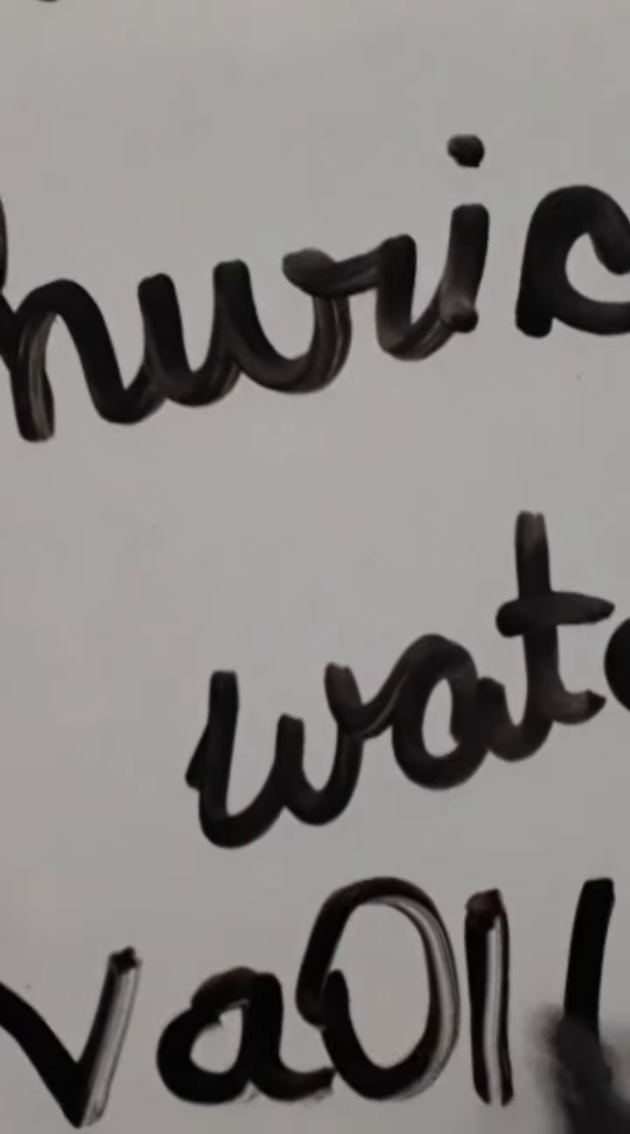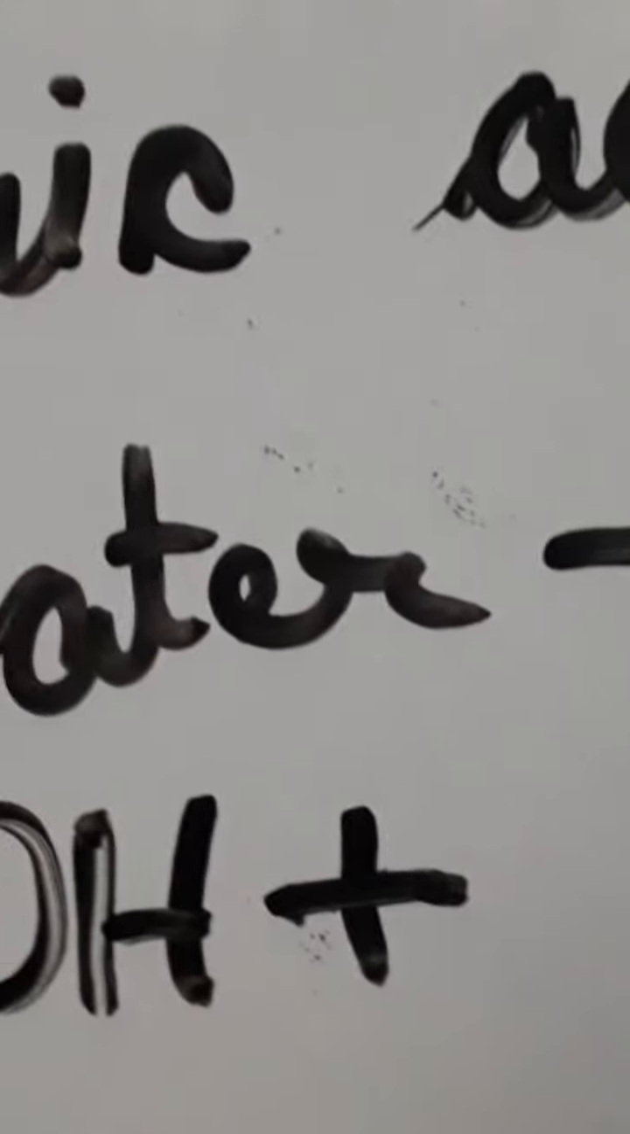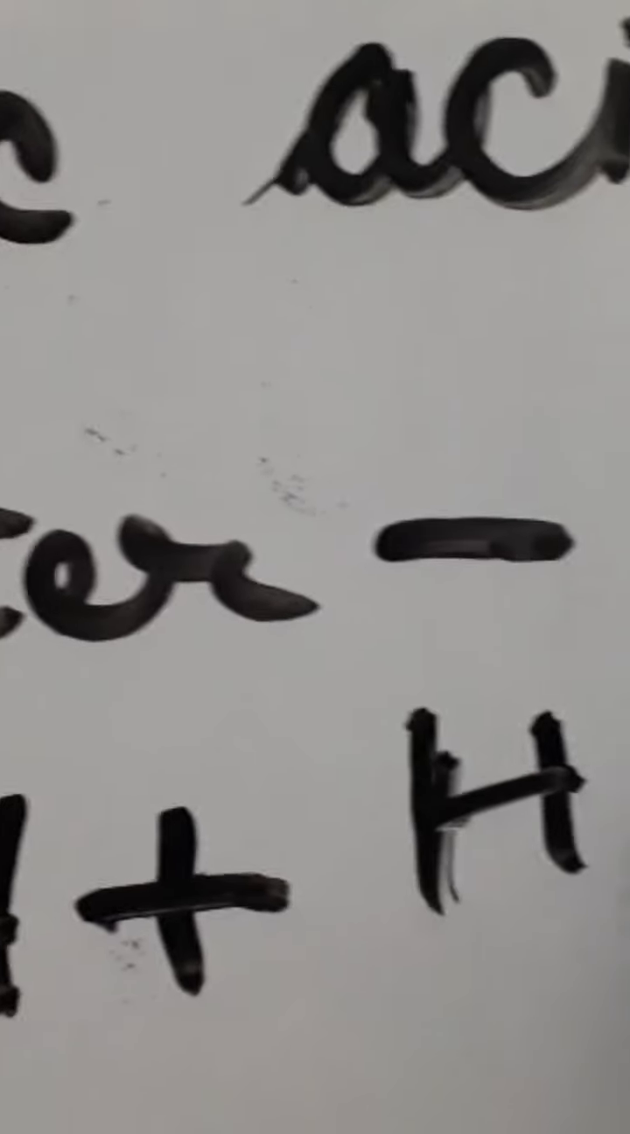Sodium hydroxide reacts with sulfuric acid to form sodium sulfate and water. So let's form the equation first. Sodium means Na, OH means hydroxide, reacts with sulfuric acid which is H2SO4. H2SO4 gives Na2SO4 which is sodium sulfate. Na2SO4 plus water which is H2O. So now the equation is ready.